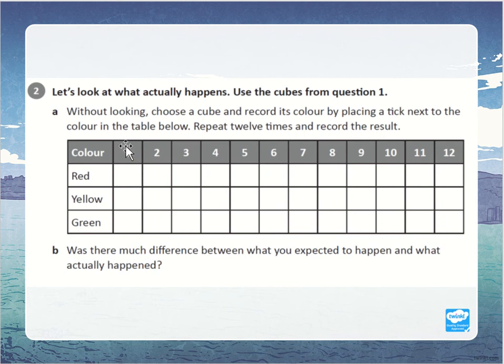On the first try, tick which color you got. Put your hand in the bag, mix it around, pick a color, and if it's red, then you tick red. And then you go on to the second try. On the second turn, put your hand in the bag again, pull out another block or color, see which one it is and tick it. Okay, and then you can answer, was there much difference between what you expected to happen and what actually happened?